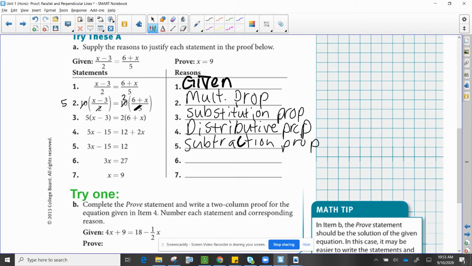Okay. Next, it looks like they moved that 15 over by adding it. So we have our addition property. And last but not least, they divide by 3 on both sides. So that would be our division property. Okay. So again, every time we're making a proof, we're going through and just putting in the reasons or the properties about why we can do a certain thing in math.